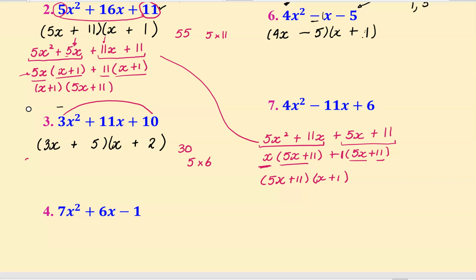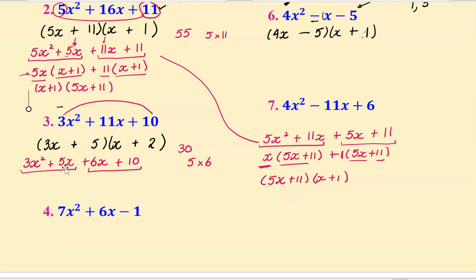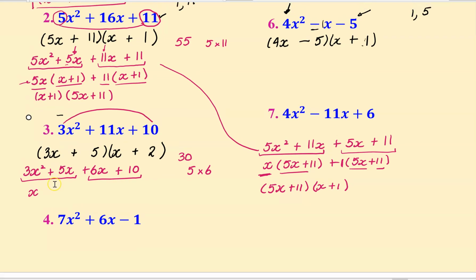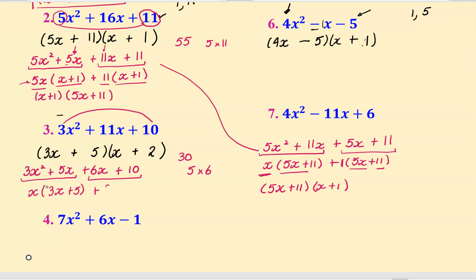So this then becomes 3x squared plus 5x plus 6x plus 10. Look for your common factors there. What's my highest common factor? x. And we've got, what's in the bracket? Good. 3x plus 5. What's my highest common factor here? That's going to be 2.